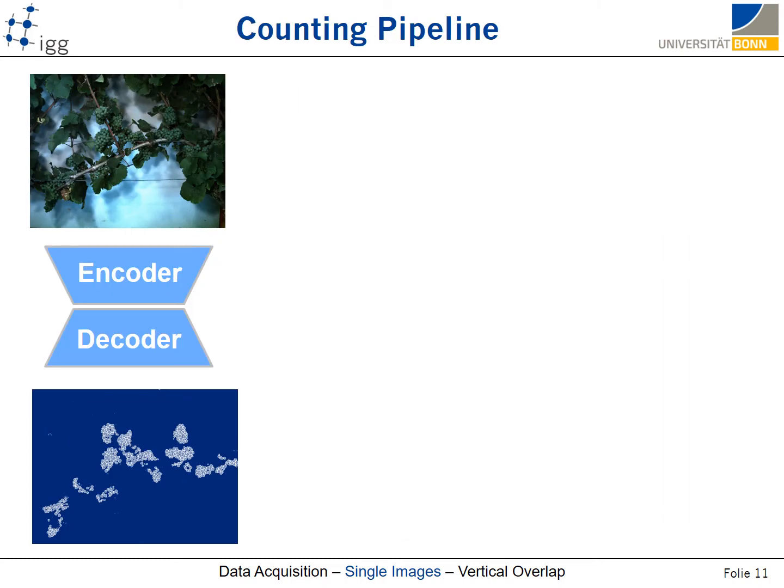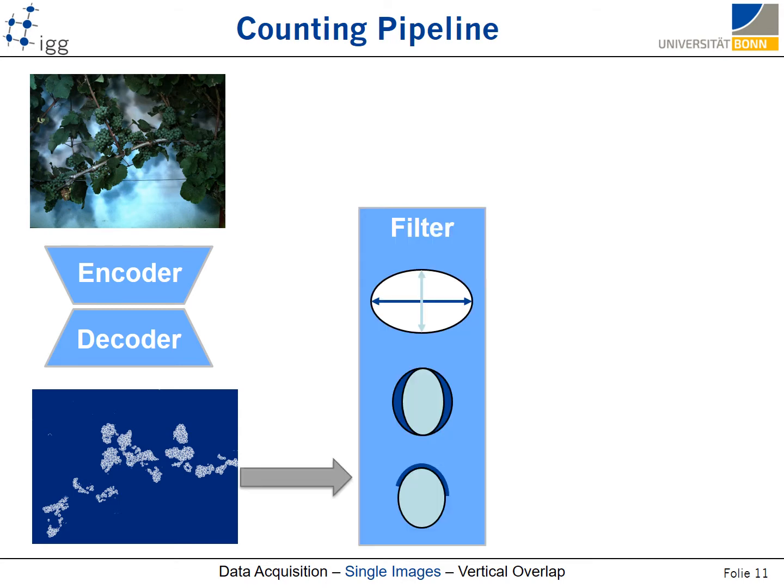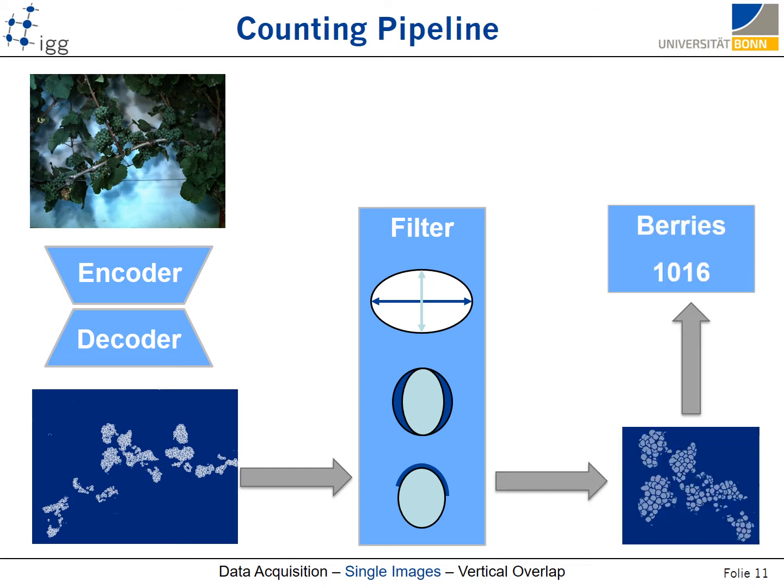Our whole pipeline consists of a neural network which produces the berry masks. In a post-processing step, we check geometrical and qualitative attributes of each component and reduce misclassifications. In the last step, we discard the edges and only use the class berry and count the number of objects with a connected component algorithm. The result is a berry number per image.